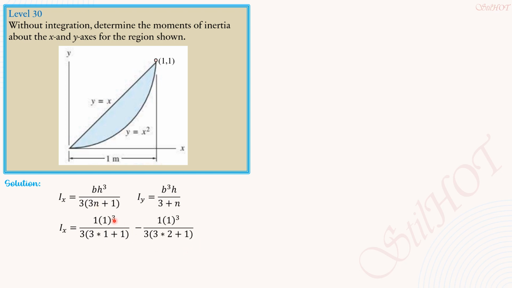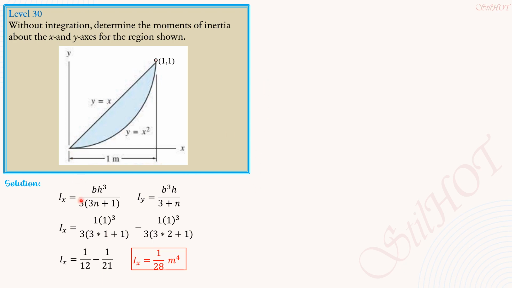So the first term is 1 over 12, and the second term is 3 times 6 plus 1, 7 times 3, 1 over 21. So 1 over 12 minus 1 over 21, and that is equal to the answer in the preceding problem, level 29, 1 over 28 meter to the fourth, using your calculator.